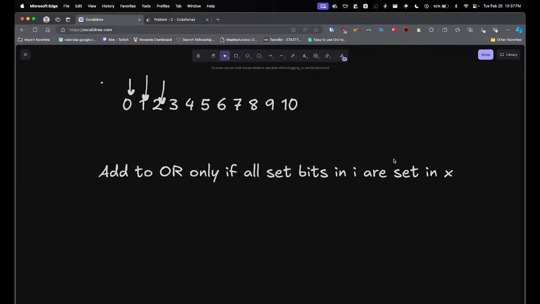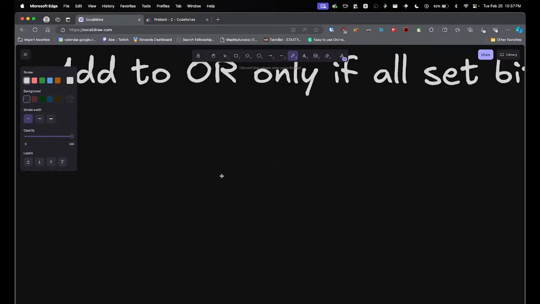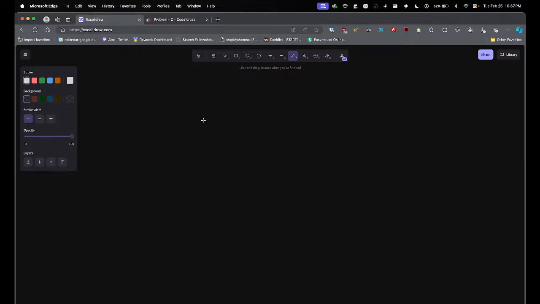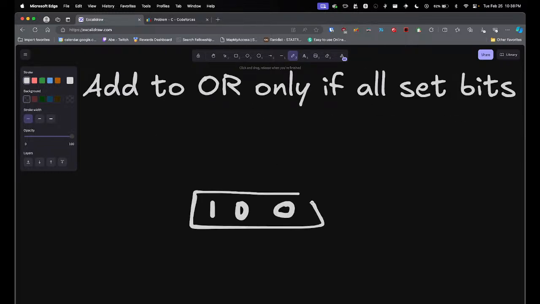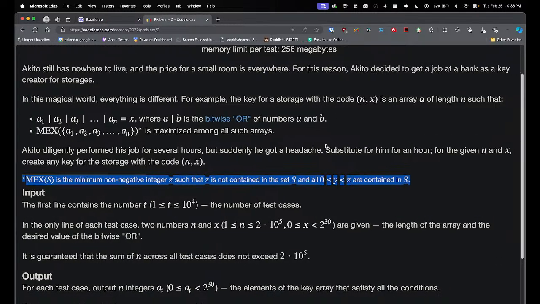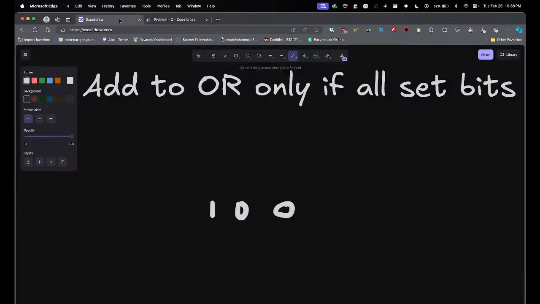So what do I mean by that? For example, let's say I have 4, which is 1 0 0. I want to check if I can take this into my OR or not. If my target x, okay, target x was something like this.